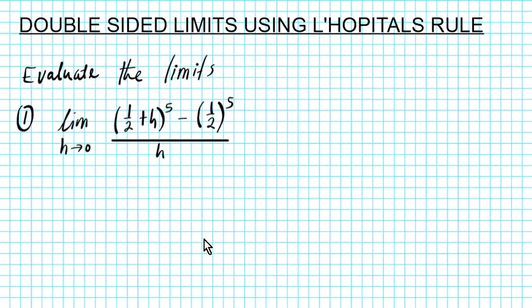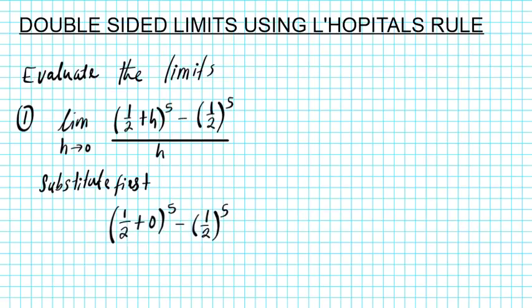We're going to substitute first whenever we're looking for finite limits. So substitute first. So we substitute, we're going to have 1 over 2 plus 0 raised to the fifth power minus 1/2 raised to the fifth power divided by 0.